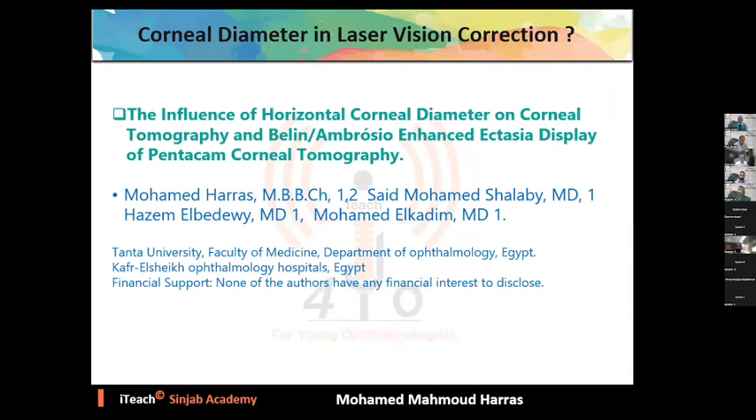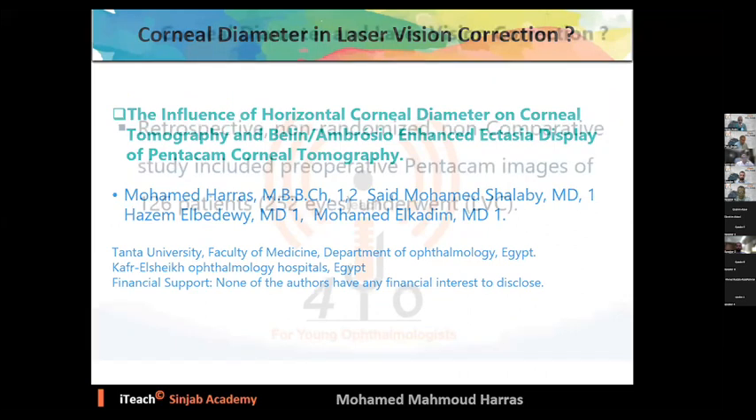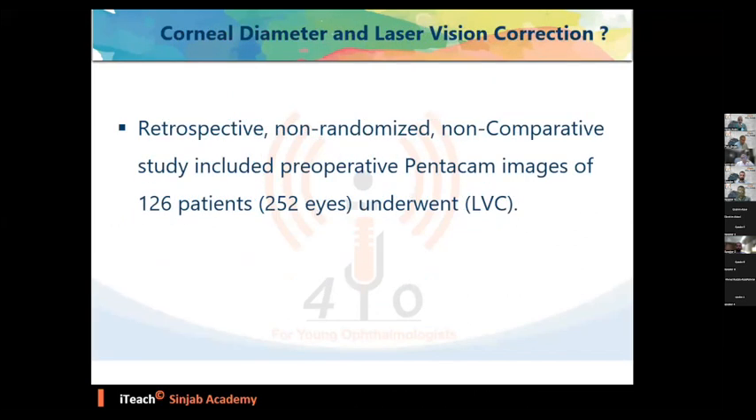That's why we did this study. It was done in Tanta University in Egypt. It's about the influence of horizontal diameter on corneal tomography and the Pellucid Ambrosio display. It was a retrospective, non-randomized, non-comparative study, which included the preoperative Pentacam images of 126 patients or 252 eyes that underwent laser vision correction.